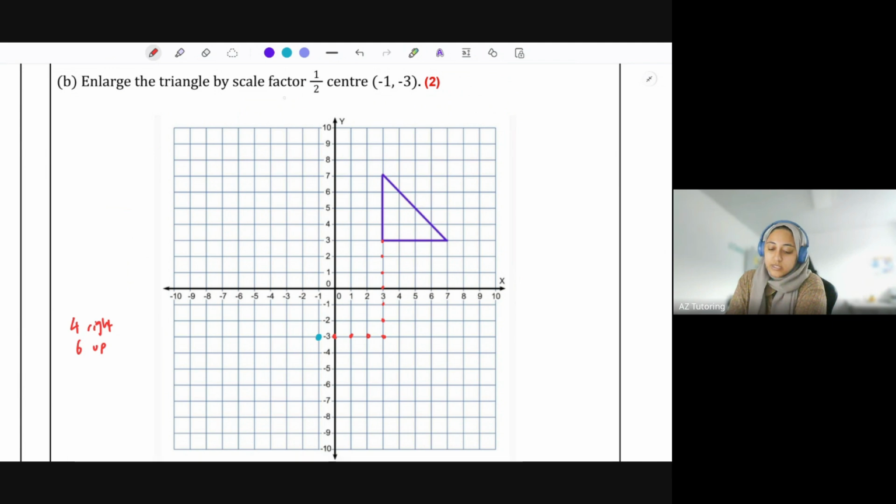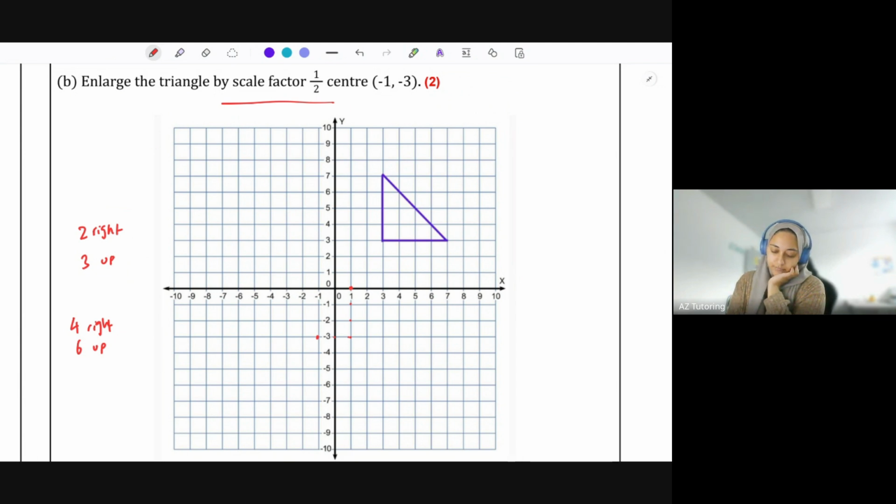Now, because I'm doing scale factor a half, I just need a half them amounts. So I'm going to move 2 to the right, and I'm going to move 3 up from here. So I'm going to do that again. But this time I'm going 2 to the right from my point. So minus 1, minus 3. I'm going to go 2 to the right, 1, 2, and I'm going to go 3 up. 1, 2, 3. So right there.